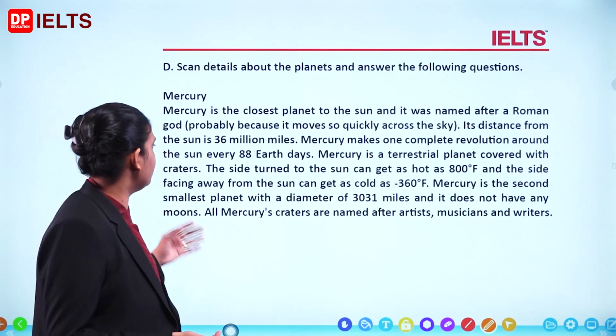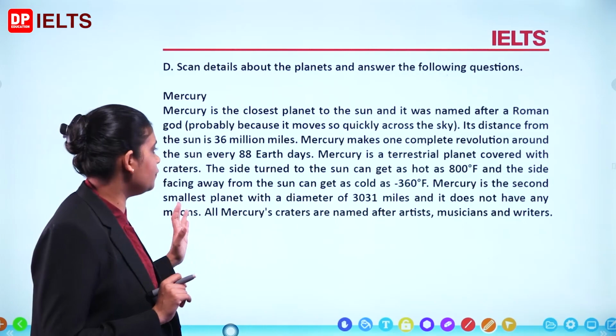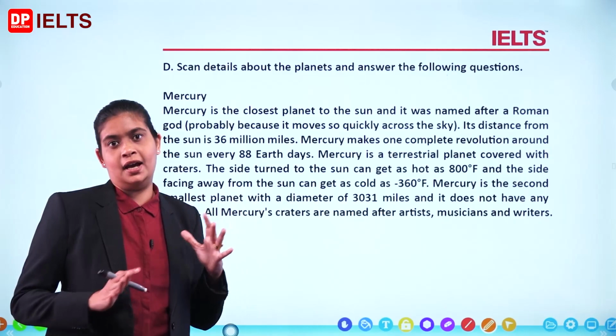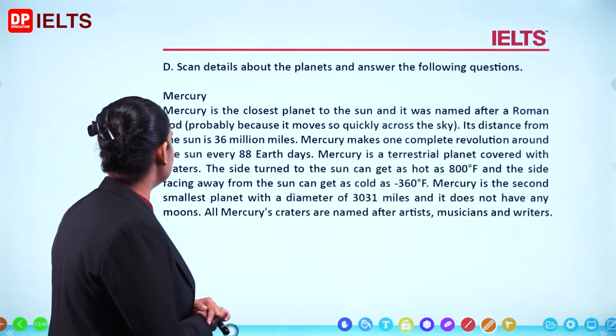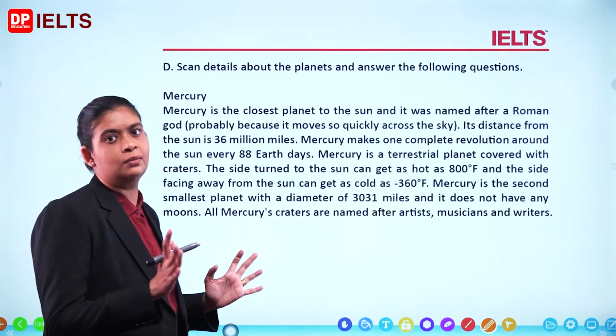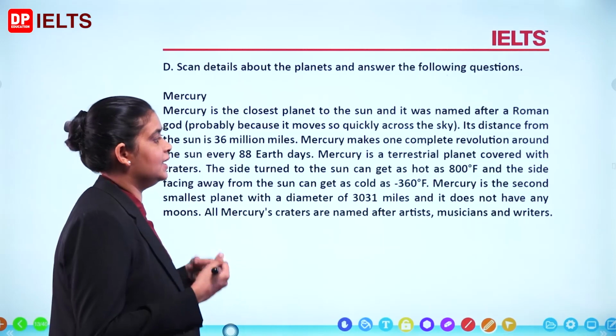The side turned to the sun can get as hot as 800 Fahrenheit, okay? And the side facing away from the sun can get as cold as minus 360 Fahrenheit. That's extreme. Mercury is the second smallest planet. Its diameter is 331 miles and it does not have any moons. All Mercury's craters are named after artists, musicians and writers.